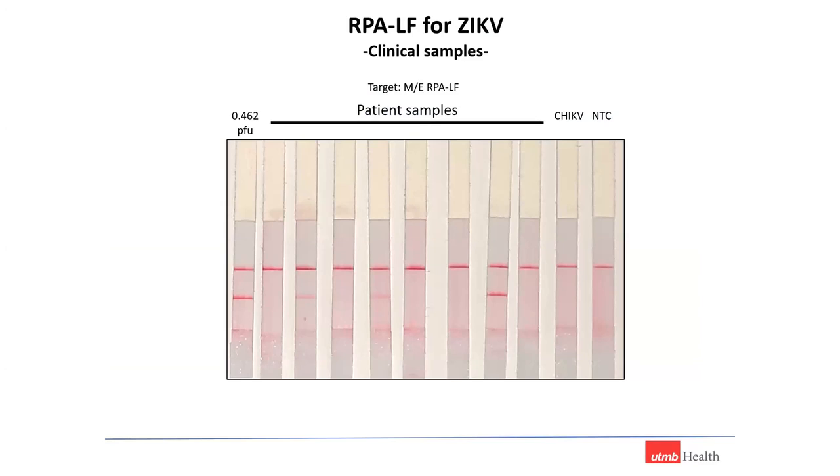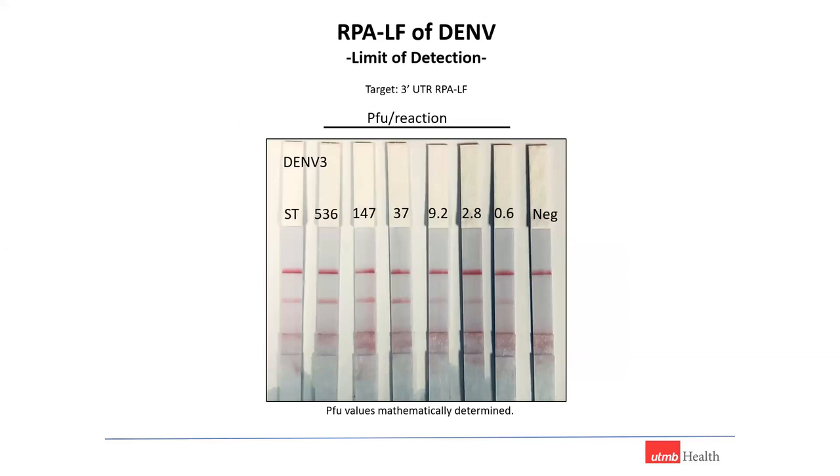What clinical samples I have been able to test for Zika is basically what we're showing here. We had 8 samples that were suspected of Zika, 3 of which turned out to be positive, and the other 5 were negative. This was corroborated by real-time PCR. And this is just an example of our limited detection for dengue 3.